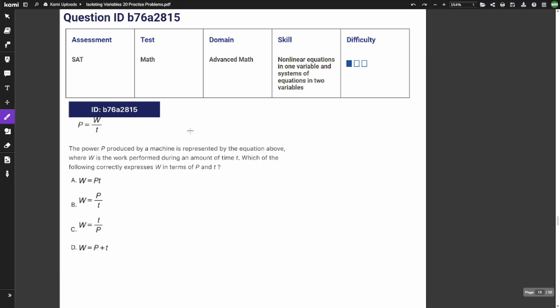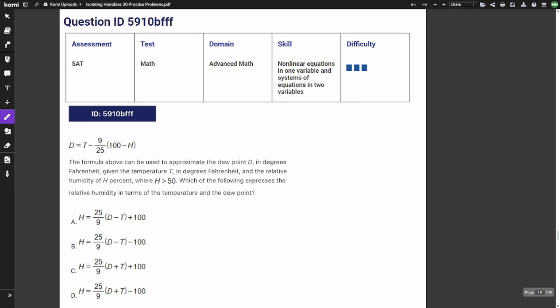Question number 15. We have this equation, and we want to get w by itself. So p is equal to w over t. And to get w by itself, we need to get rid of t in the denominator. So we're going to multiply the entire thing by t. And we get that pt is equal to w, or a.